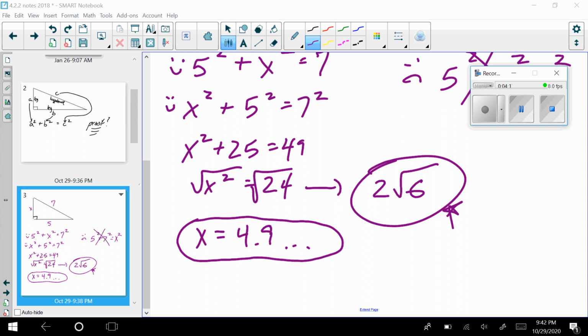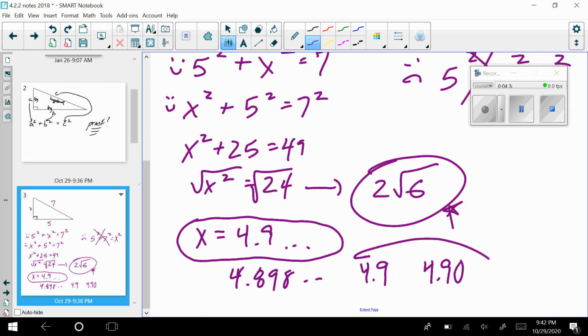Okay, back. Found a calculator? Couldn't find one, so we're using my phone, but it turns out it's 4.8989, blah, blah, blah. Okay, so rounding, it's either 4.9 or 4.90 if you round to the nearest hundredth. But don't write it as 4.8. That's not accurate, right? One of those two. Tenth or hundredth is probably good.